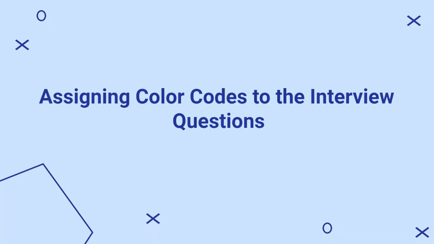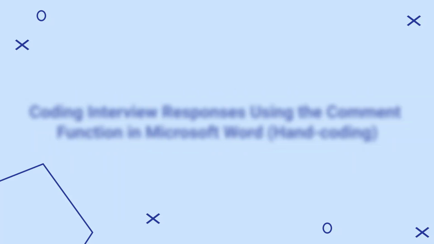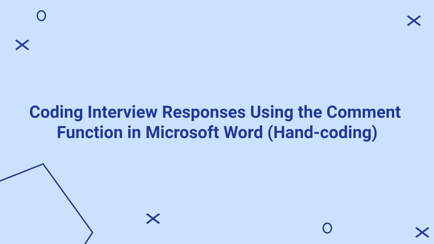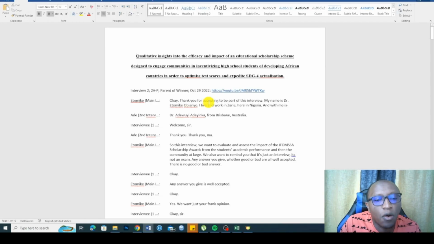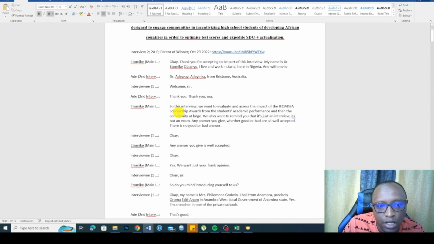The second step will include assigning different color codes to the interview questions, and step number 3 will be coding interview question responses using the comment function in Microsoft Word, which is known as hand coding. If I go back to the transcript, let's begin reading through, and I'm going to color code the questions just to highlight the main questions, and I'm going to code using the comment function in Microsoft Word.